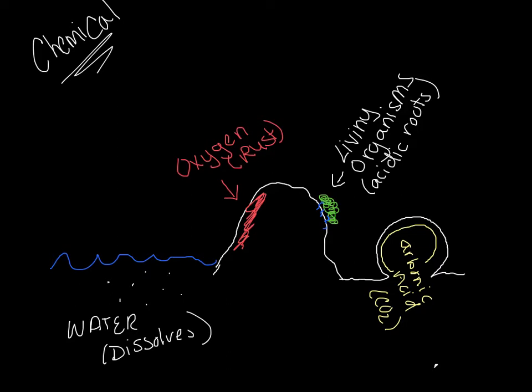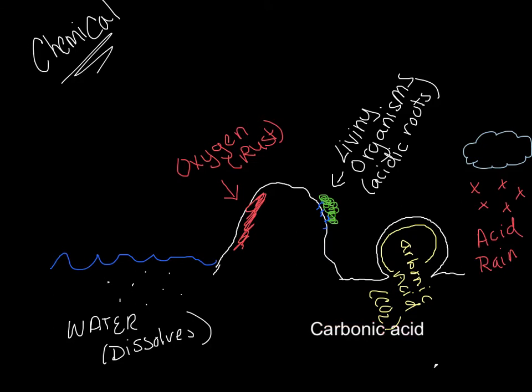And then my last thing is acid rain. And this is when we take pollutants from emissions from our factories and cars, and that causes chemical weathering on our rocks. Okay, so this is carbonic acid if you can't read what this word was trying to say.